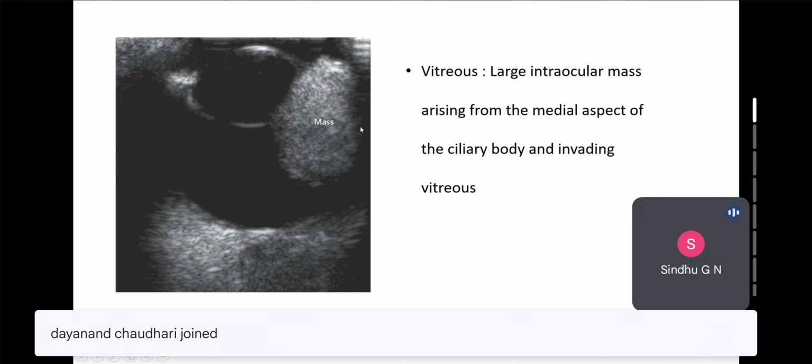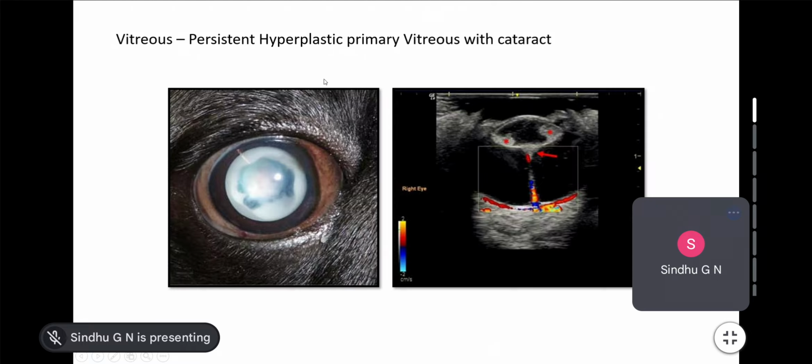Then this is a congenital condition where normally in a fetus there will be a vascular supply from the retina to the lens. As the fetus reaches the postnatal stage, that vascular supply will regress and disappear, but sometimes it persists even after the neonatal stage. So that vascular cord will be attaching to the posterior capsule of the lens, causing an opacity at the center of the lens. And on ultrasound, you can see either a vascular or a fibrous cord connecting the lens and the retina.